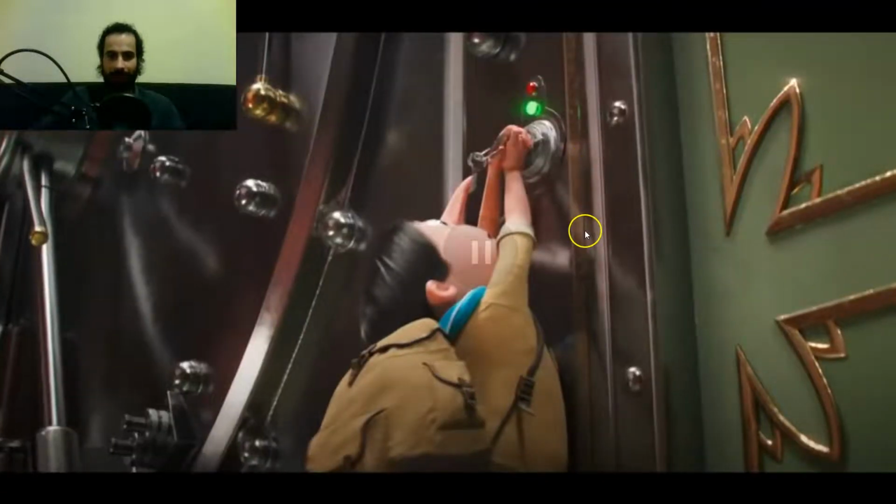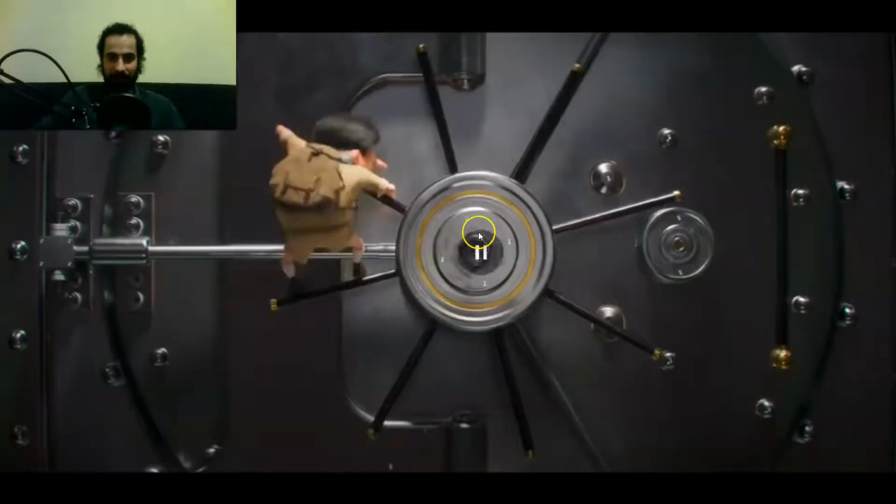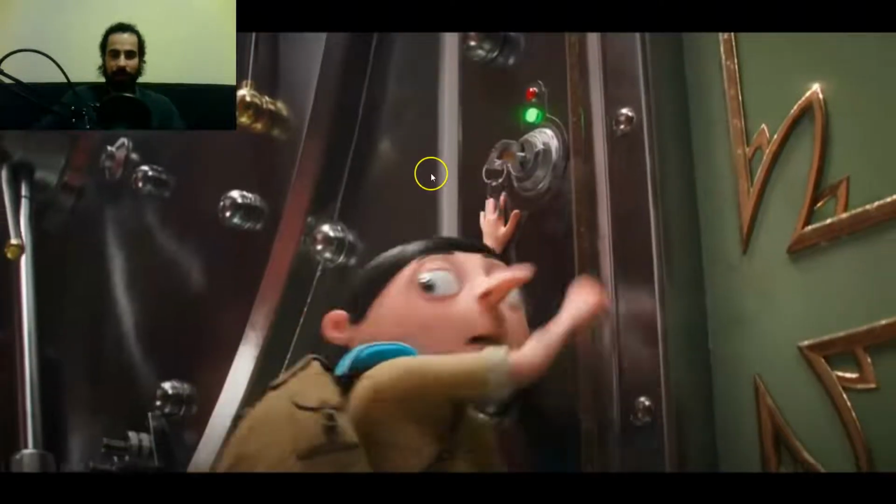One funny thing is, notice how the bank is called Bank of Evil. So fun.